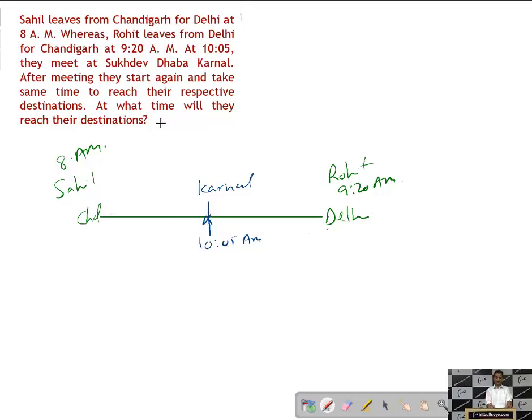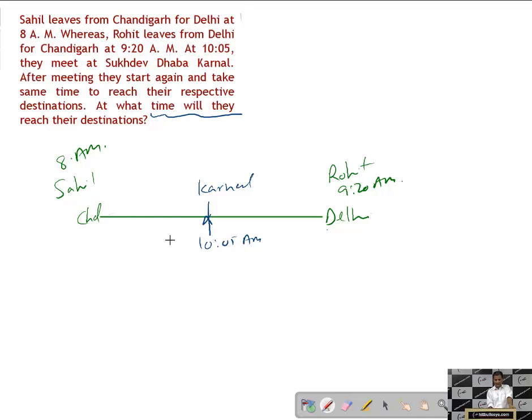Now the question is, at what time will they reach their destination? The examiner is asking at what time. Again students, there is an equation method too, but in this video I am not concerned about equations students. I am telling you the shortcuts. If you want to go for the basics, you have to go through the basic slides students.